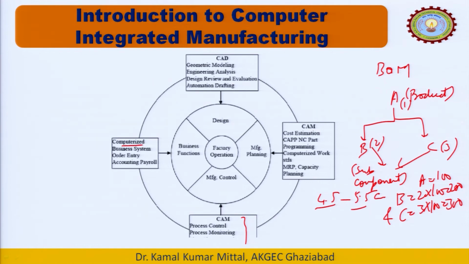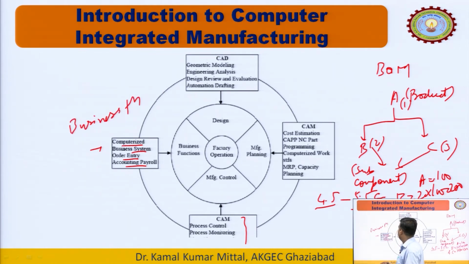Then computerized business system: order entry, accounting and payroll. These are business functions, accounting, control, payroll, and all these things are done with the help of computer. So this is complete about computer integrated manufacturing.